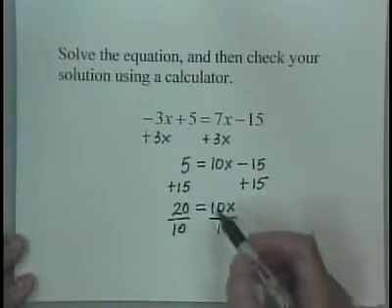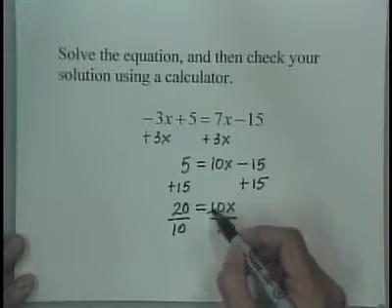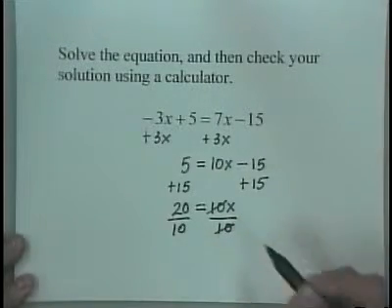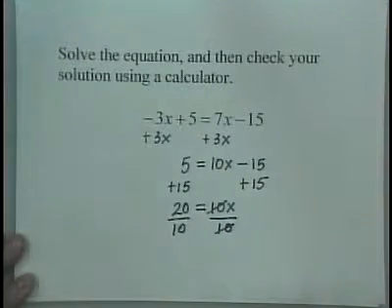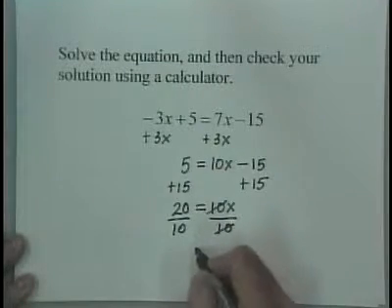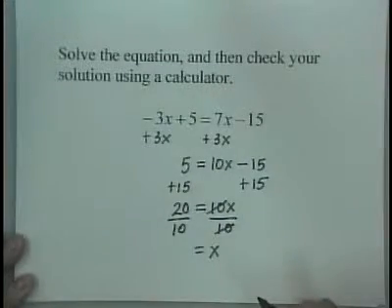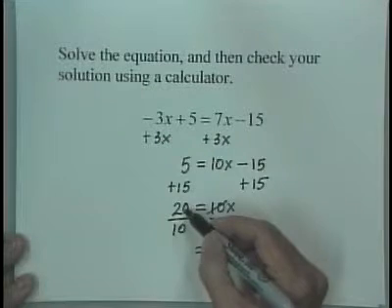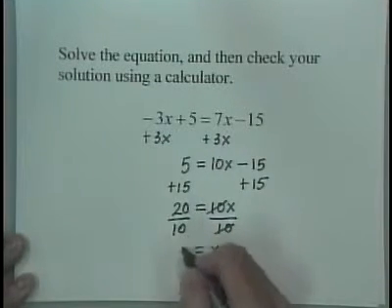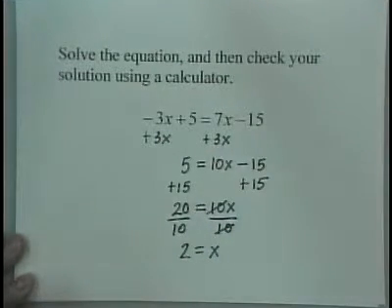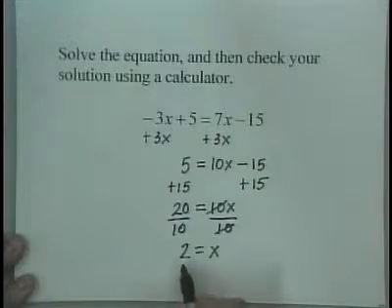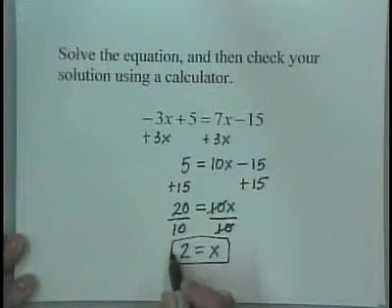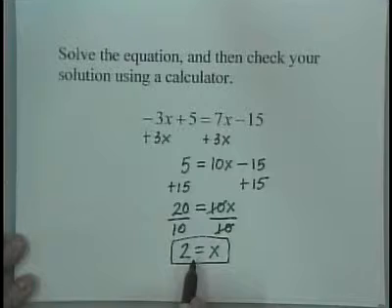But what's nice about writing things the way I have is you can see that on the right-hand side, 10 over 10 simplifies to 1x, and so that side is just 1x. On the right I have 20 divided by 10, which is the number 2. And so it looks like the solution to the equation is the number 2.